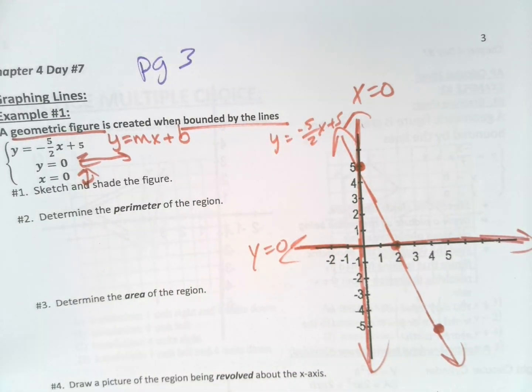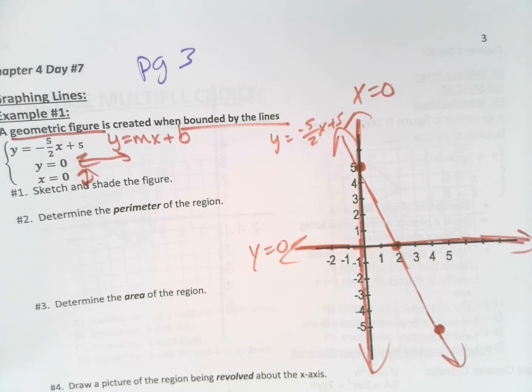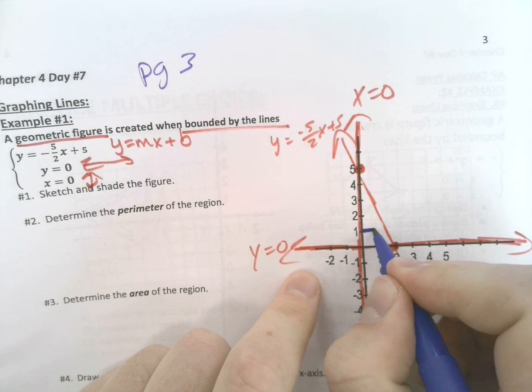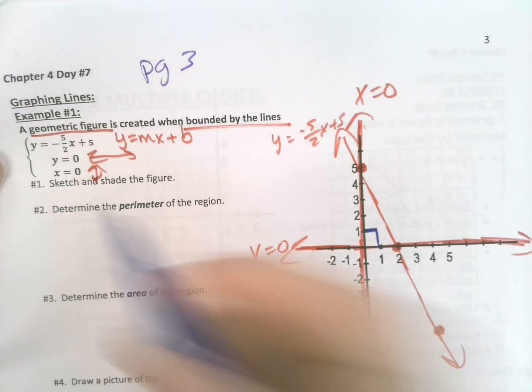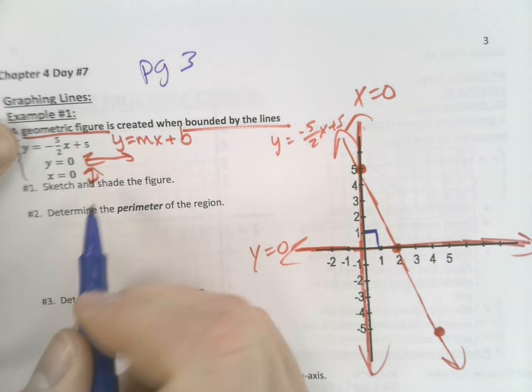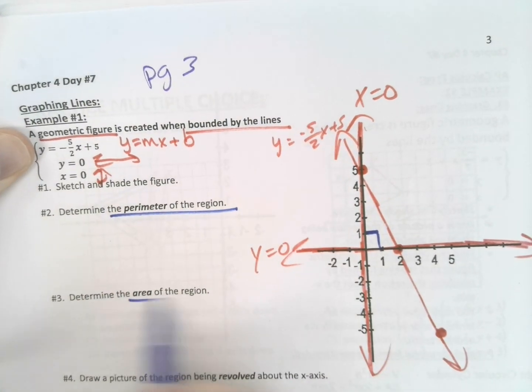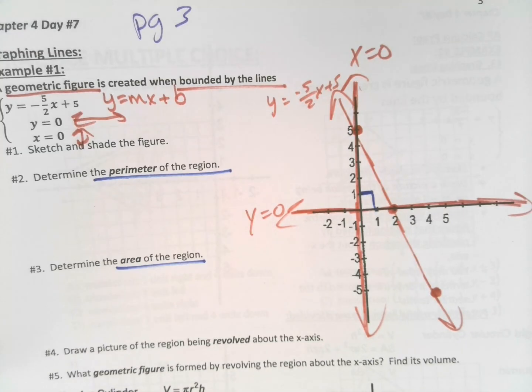But what do you notice? Remember what Jake told us? These lines are going to create a shape. What shape do you see in there? Triangle. In fact, what kind of triangle? It's a right triangle. And that's going to be awesome because after we find it, they want us to tell us a couple things here. Determine the perimeter and the area.